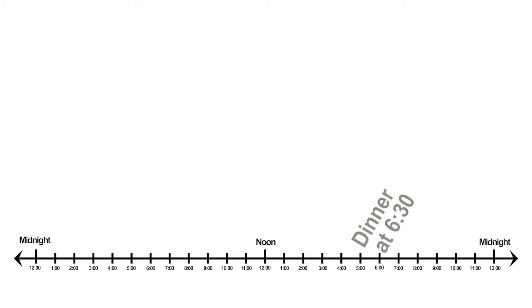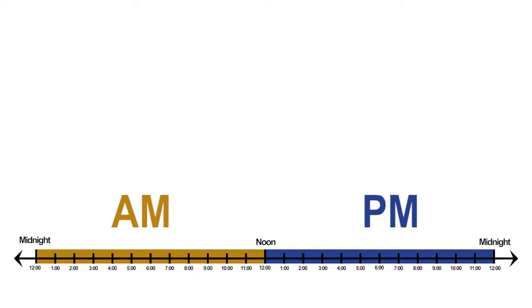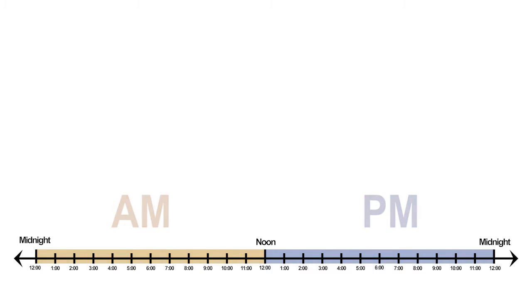This is a good time to again review a.m. is from midnight to noon and p.m. is from noon to midnight. So we're going to be looking at the second half of the number line. Let's zoom in. The distance between 5 o'clock and 6 o'clock is 1 whole hour.